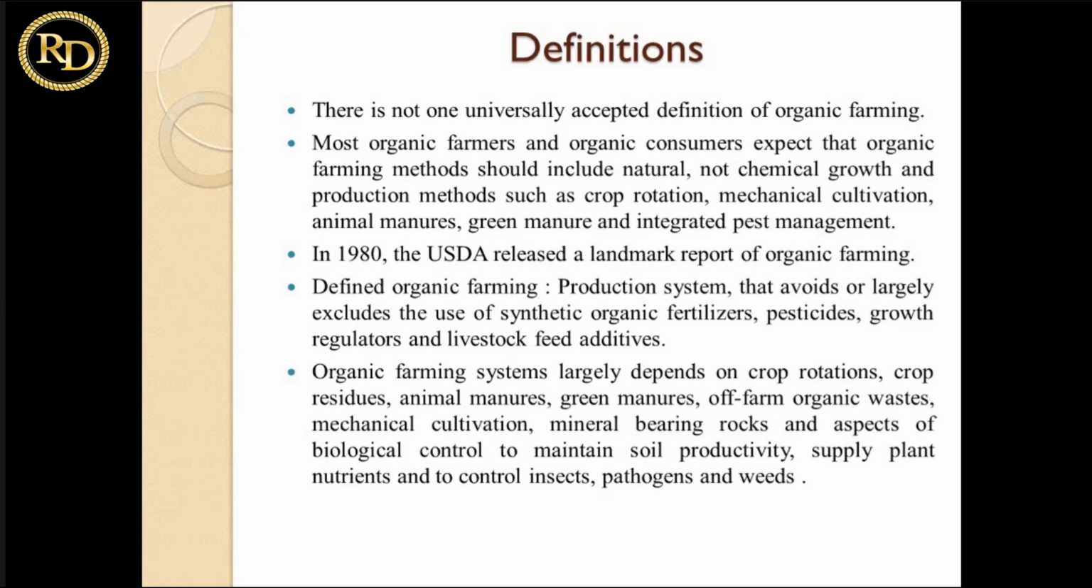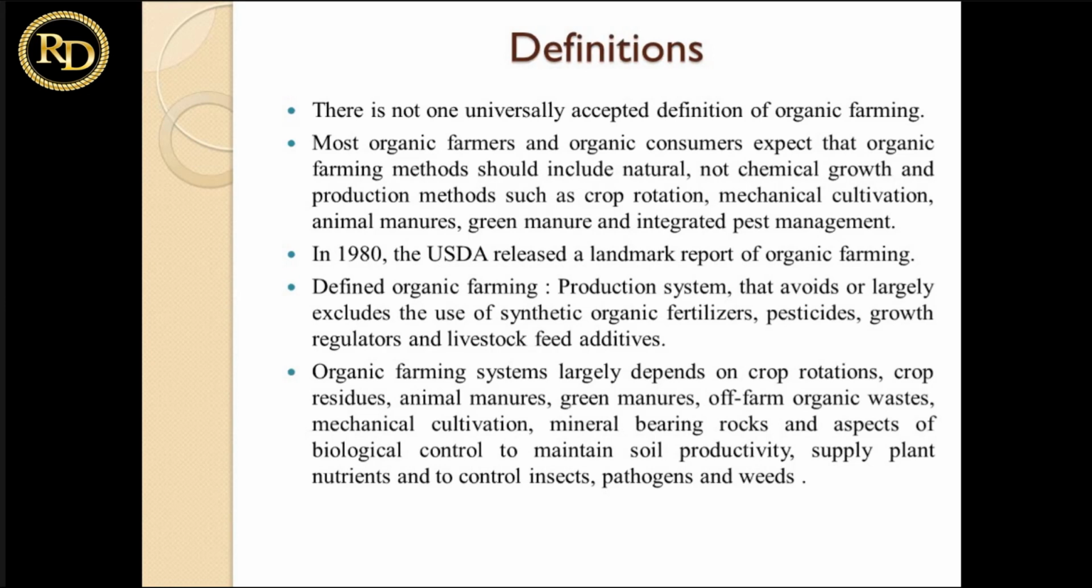Whatever material is left in the soil is going to help. After degradation and decomposition of that residue material, the organic material is used for the release of nutrients into the soil, and it is helpful for increasing the microbial population. Then animal manures, green manures, and off-farm organic wastes, meaning organic waste that is not produced on your farm, but you can use it. Mechanical cultivation, mineral-bearing rocks, and aspects of biological control are used to maintain soil productivity, supply plant nutrients, and control insects, pathogens, and weeds.